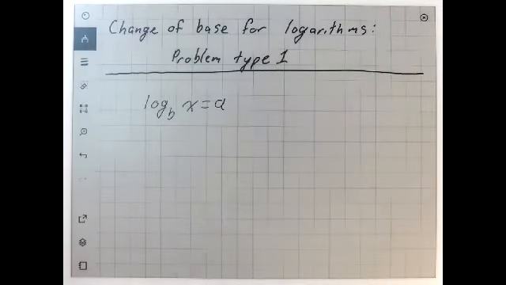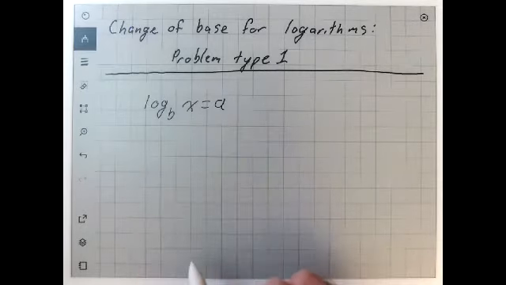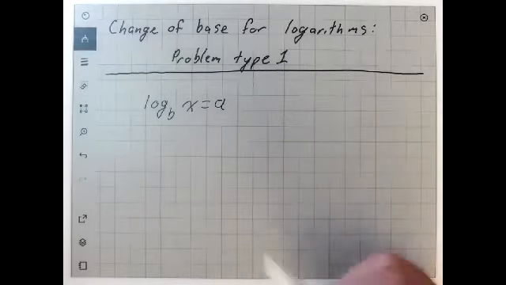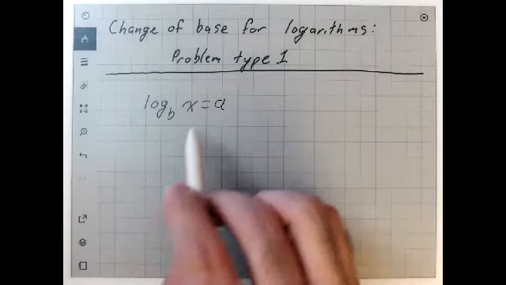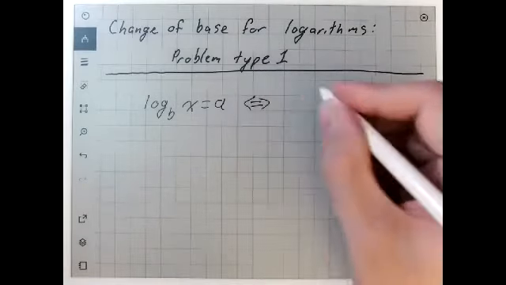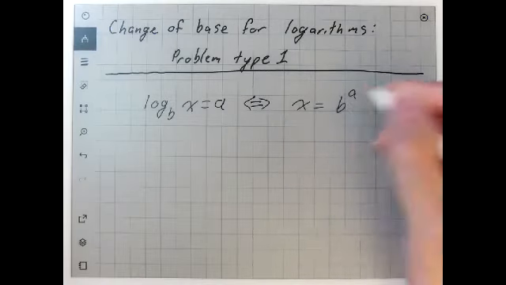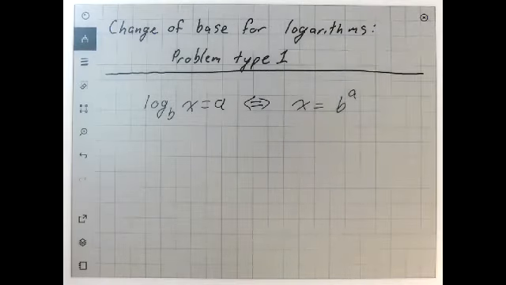And luckily, the process is really not that hard. I'm going to use the definition of a logarithm as the inverse of an exponential function to derive the formula. If log base b of x is equal to a, that's equivalent to saying that x is b raised to the a power.